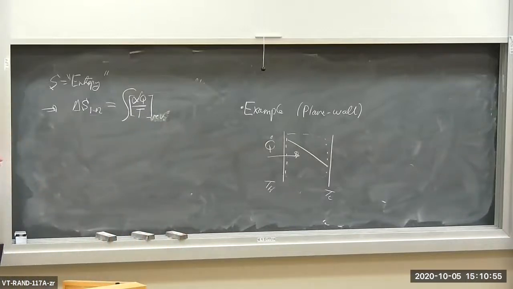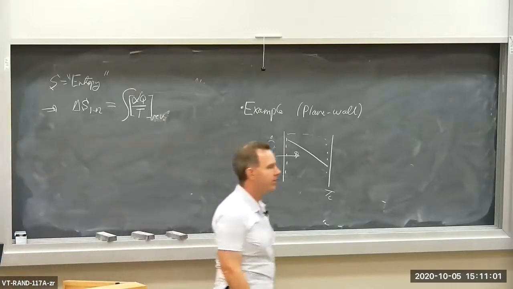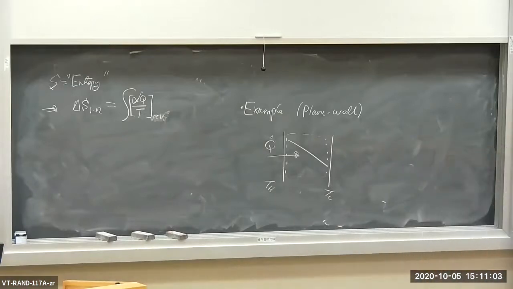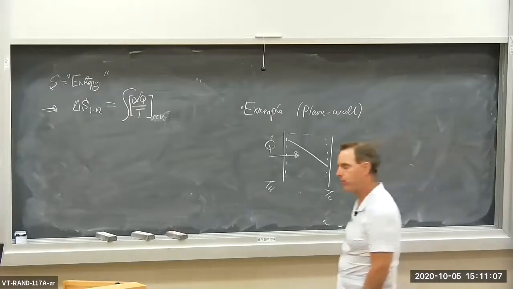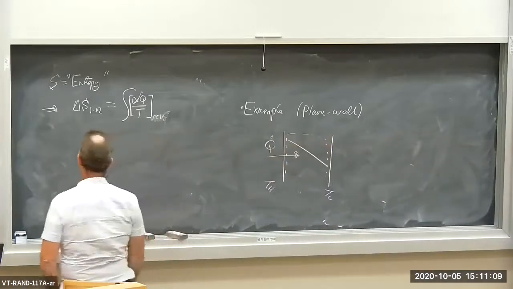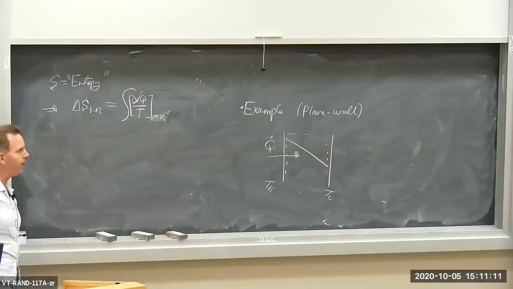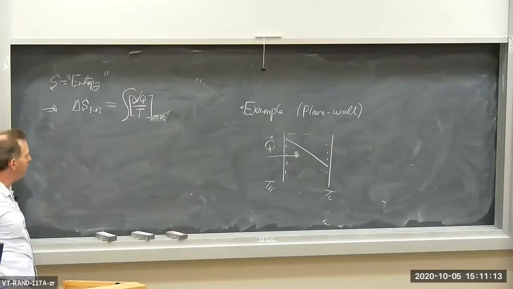That's what we concluded by having a fixed and then a variable path and evaluating the cyclic integral of del Q over T over the cycle. And we utilize, of course, the Clausius inequality, which says that that cyclic integral is 0 if it's a reversible cycle. All right?